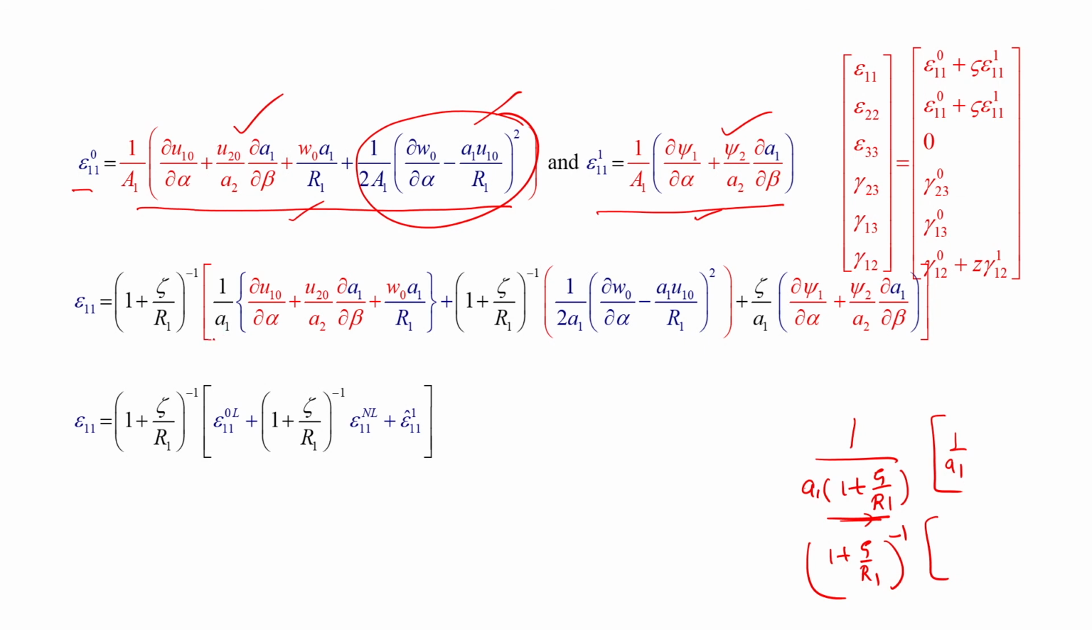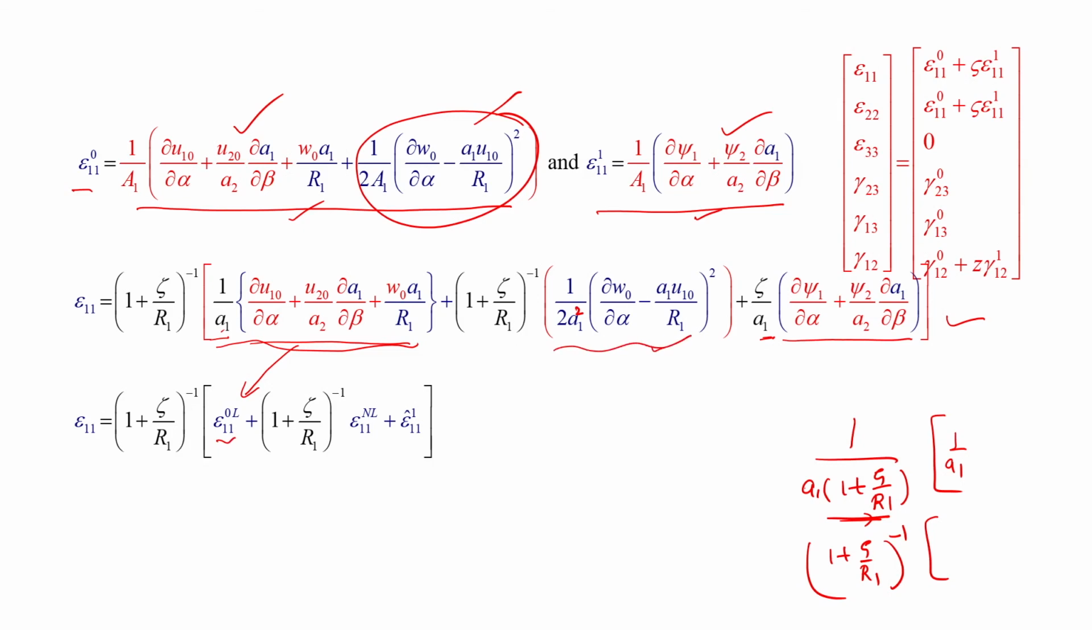So if we take small a1 inside, the linear terms, plus here it is again a1. So 1 plus zeta by R1 minus a1; a1 is here, and again a1 is on this side, so it will be a1 squared, the nonlinear term, plus zeta times this, then again a1 and the derivative with respect to xi 2. Now, we can say that this is the term divided by 1 plus zeta by R1. So we will call it small epsilon 11 0 L.